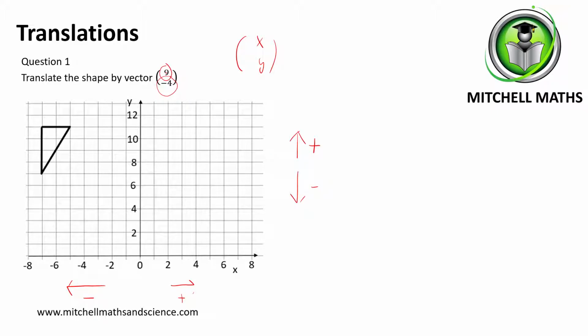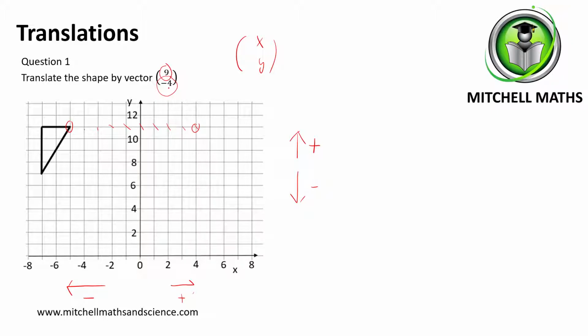Let's have a look at the first number. That's number 9. That means we're going to move this shape 9 units to the right. So what I'd do is I'd just count across. 1, 2, 3, 4, 5, 6, 7, 8, 9. So if I was looking for where this point would end up, it would move 9 to the right, going to the right because it's positive.